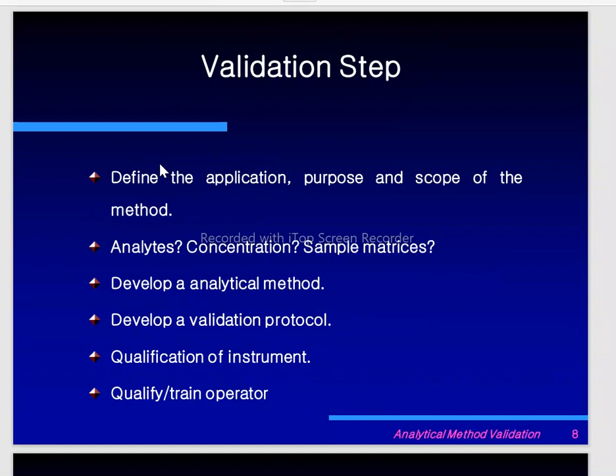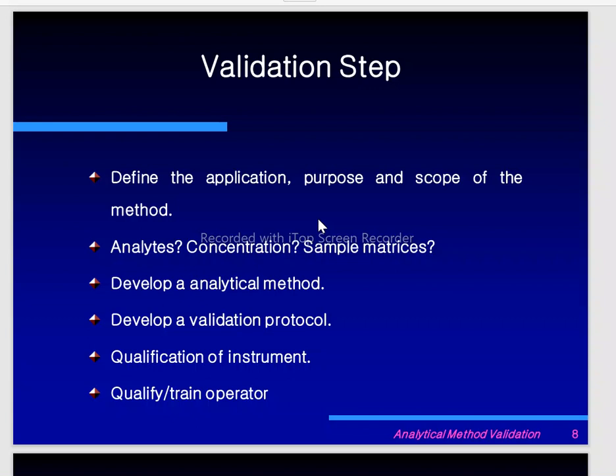Validation steps. What steps do you take during validation? Define the application, purpose and scope of the method. It means what is the application of your method, what is the purpose of your method and the scope of the method. What is the analyte, what is the concentration and the sample matrix.